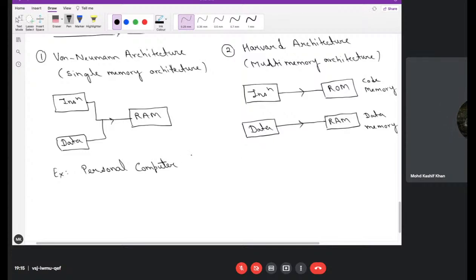Now write the next point. In a Harvard architecture, instructions and data are stored in separate memories.